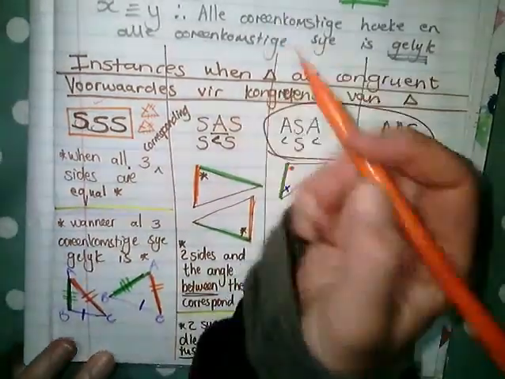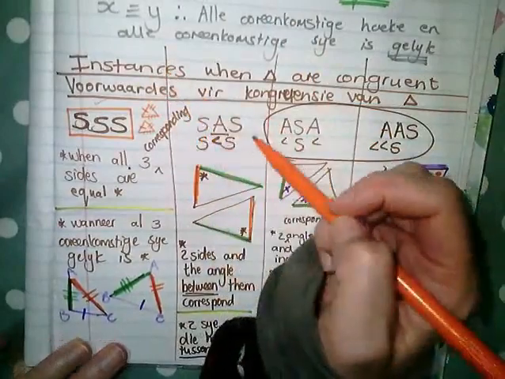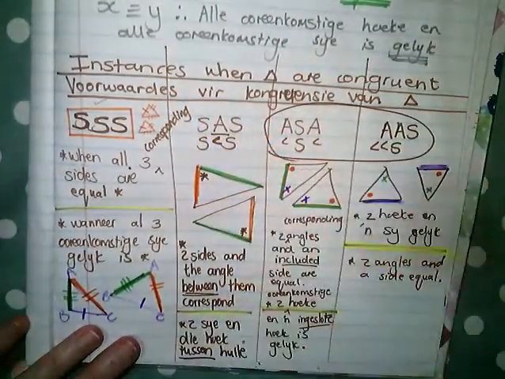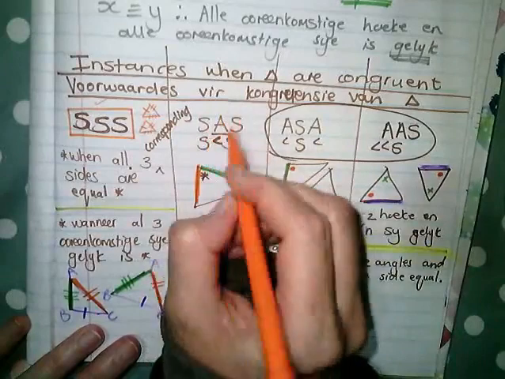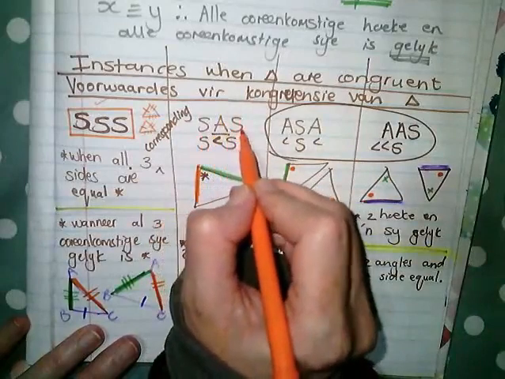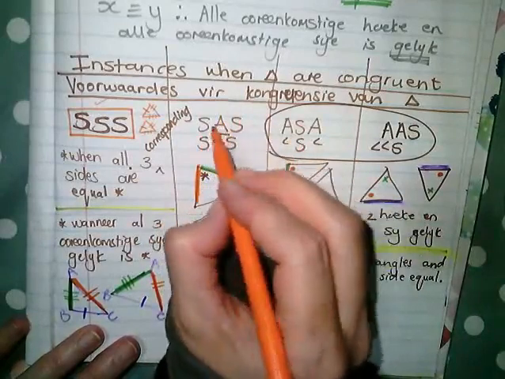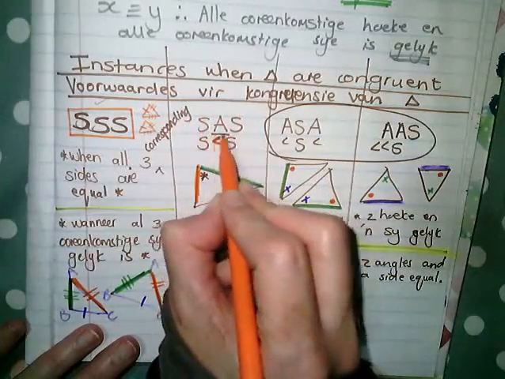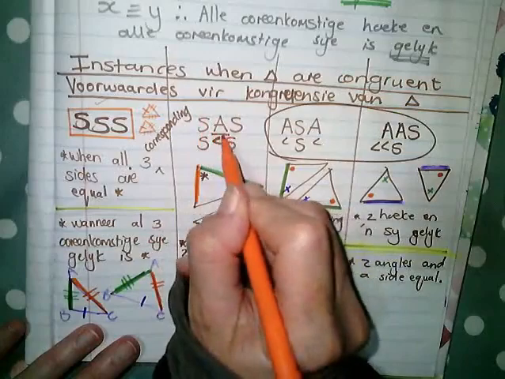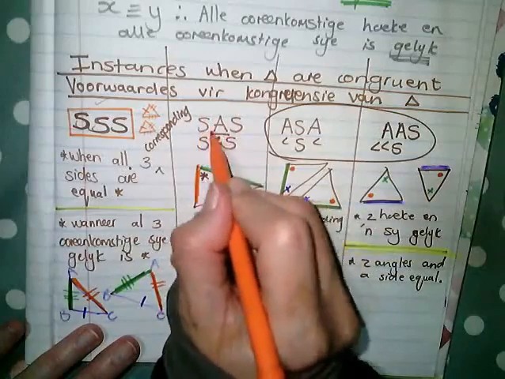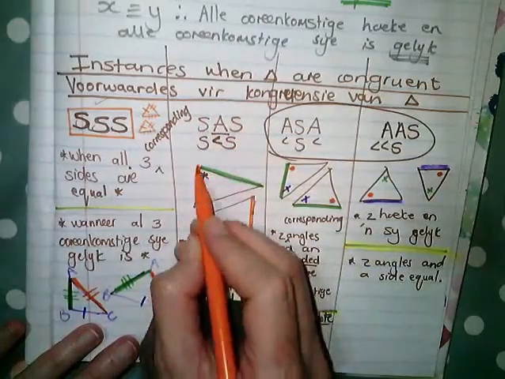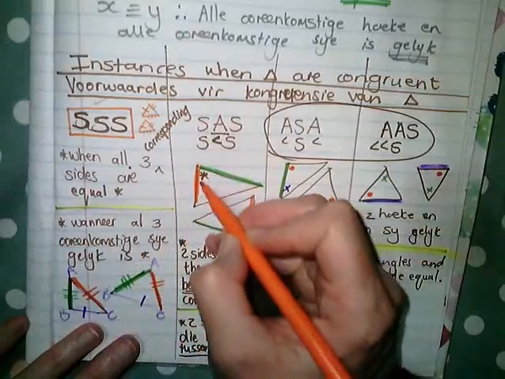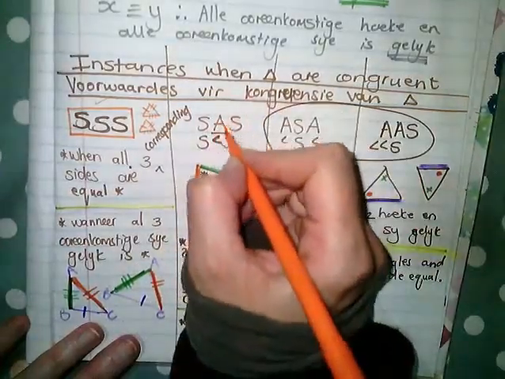The second instance, when you have two triangles that are congruent, is if you have side angle side. Okay, so you have a side, you have an included angle, so the angle between those two sides and another side. So side and a side and an included angle. That's why A is in the middle.